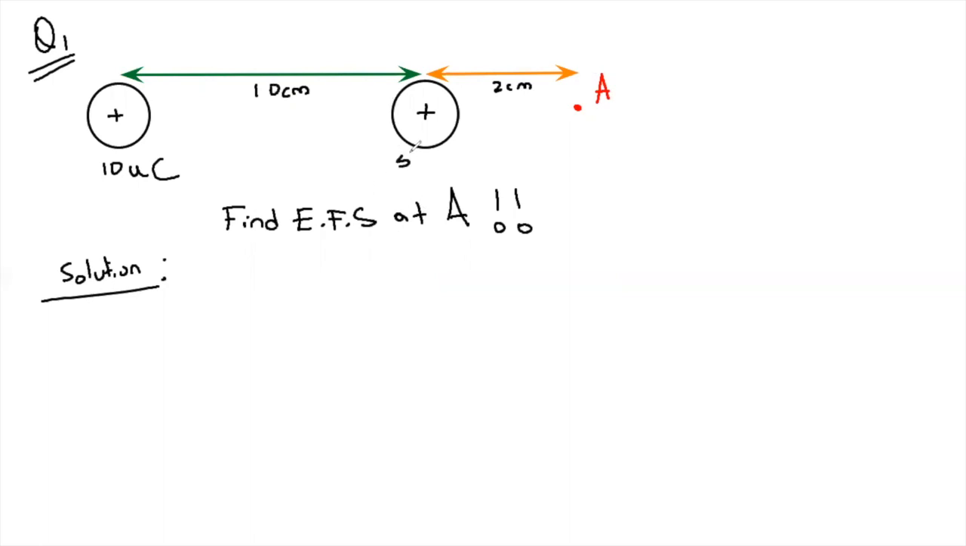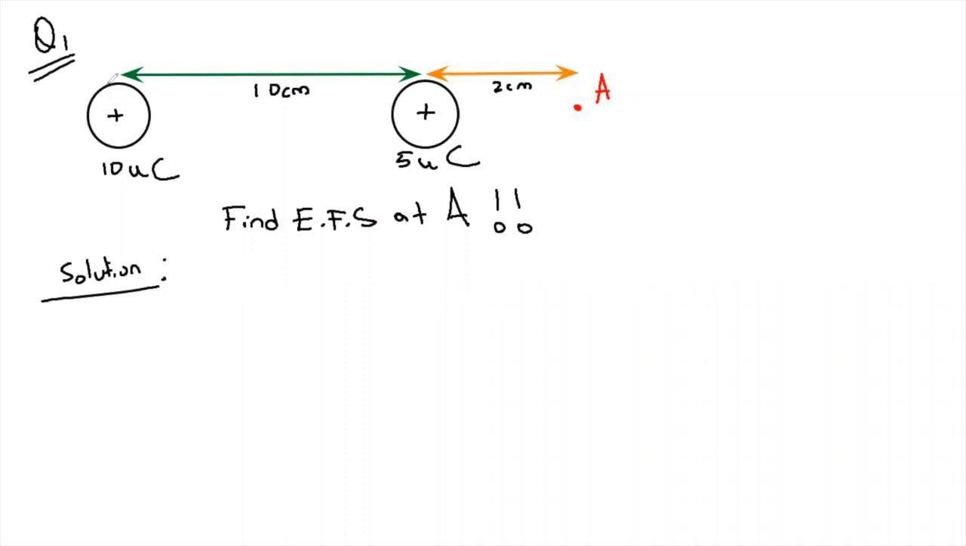Now, this charge was 5 microcoulombs. I want to find the electric field strength due to this charge at A. What's the formula for electric field strength? Come on, guys. Yes, it's F over Q and it is KQ over R squared, but we are going to use KQ divided by R squared. Why? Because we don't have F. As simple as that. So let's find the electric field strength due to this charge.